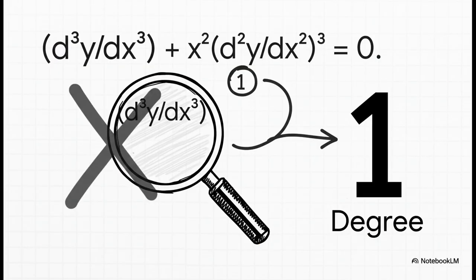Let's go back to our same example. We already decided the highest order derivative is d cubed y by dx cubed. Now what's its power? There's no number written, which means its power is just 1. Now you might see that the other term has a power of 3. Do we care? Not at all. We only look at the highest order one. So the degree is 1. Order is 3. Degree is 1. Full marks, just like that.